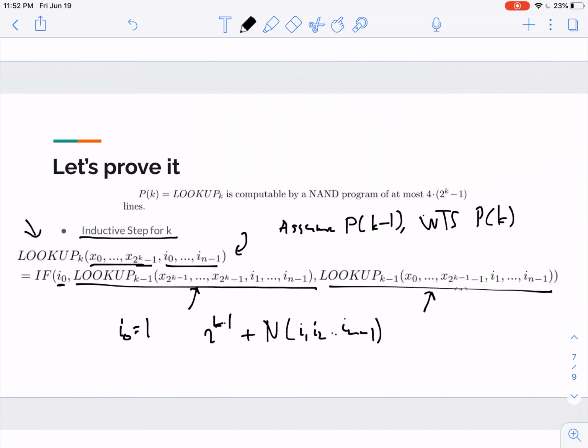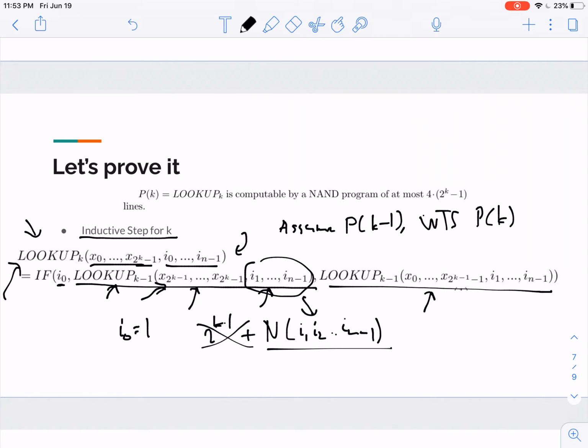And that's exactly what we're getting in this lookup statement, because in this lookup statement, we've added 2 to the k minus 1 to all the indices, and then this lookup, k minus 1, looks up the element in this position, which corresponds to making sure that we bump up, or that we index that far, much farther into the string. And if I0 is 0, then we want the element just in this position, right? That's how lookup k is defined.